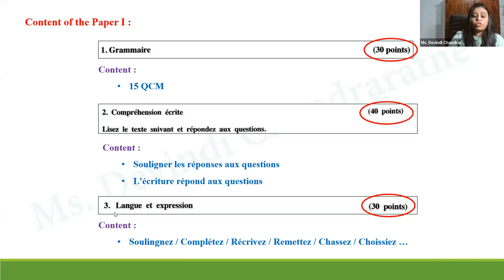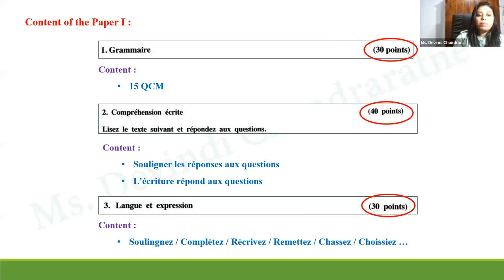And then the language and expression question is allocated again 30 marks. This is something new. That means from the new syllabus onwards, you will be having this language and expression question. It was from 2019 onwards, right? Earlier it was an English to French translation in the past papers, but here you have a language and expression question where you'll be given multiple activities. We'll be discussing it further in the next slides.